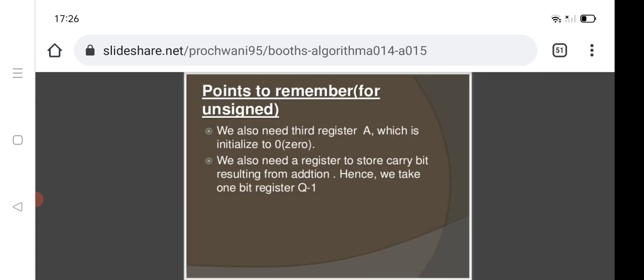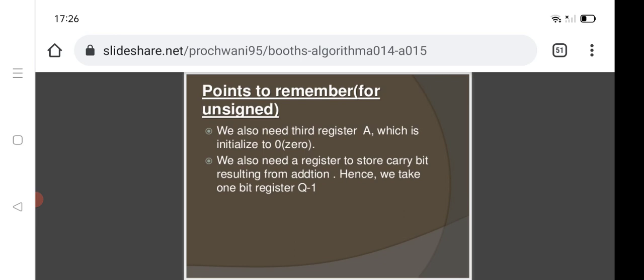Next, we take one more register, known as the A register. Initially this A register is initialized to 0. Why? Because this A register is used to store the resultant bits.